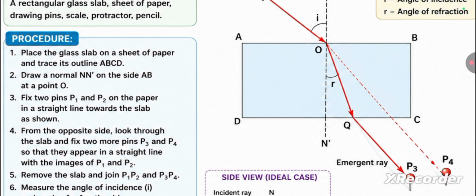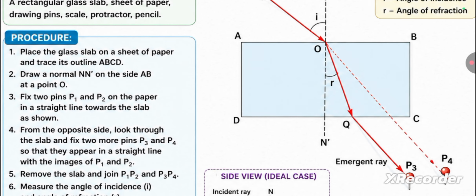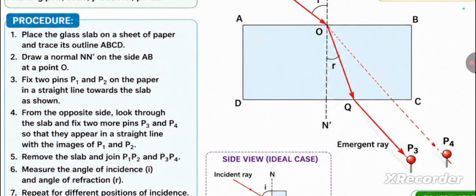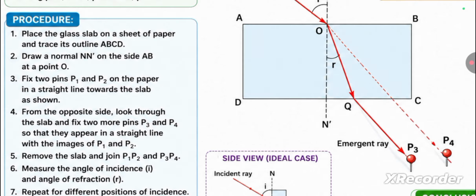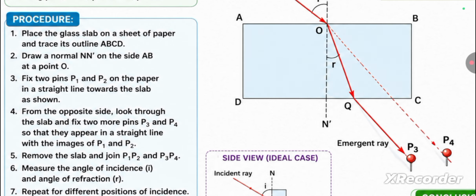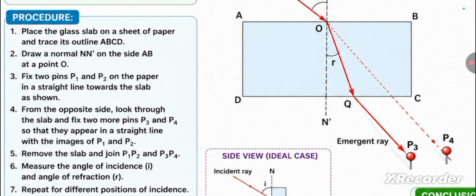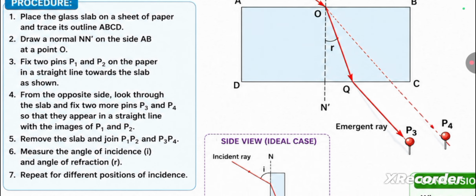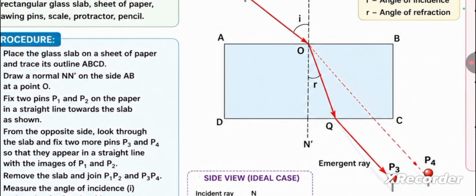From the opposite side, look through the slab and fix two more pins P3 and P4 so they appear in a straight line with the images of P1 and P2. Remove the slab and join P1, P2 and P3, P4. Measure the angle of incidence I and angle of refraction R. Repeat for different positions of incidence.